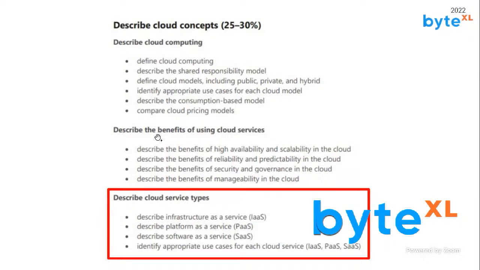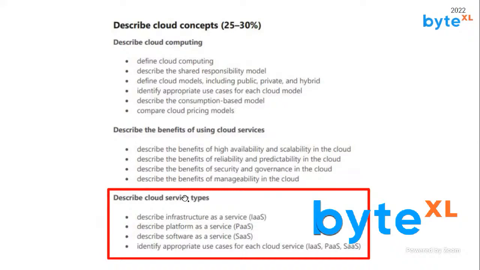Yesterday we also discussed in detail the benefits, which is a very important concept in module one: the benefits of using cloud services compared to on-premises. These include high availability and scalability, with vertical scaling and horizontal scaling, as well as reliability and predictability. We also discussed security and governance, manageability, agility, and elasticity.